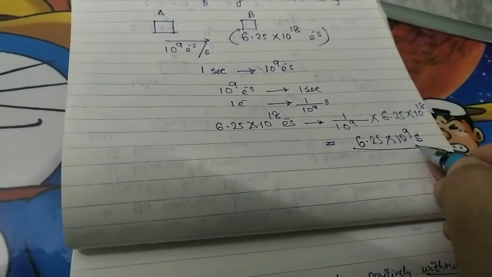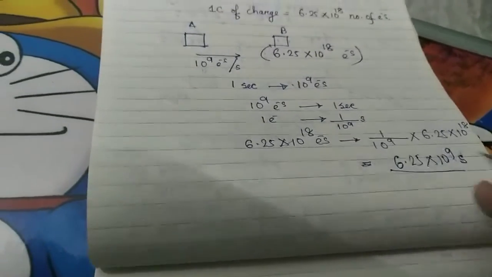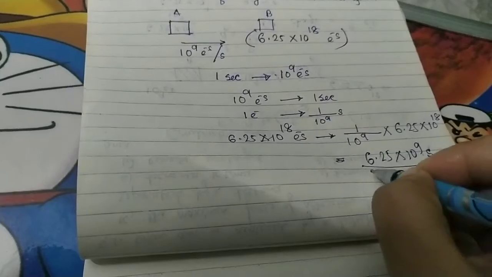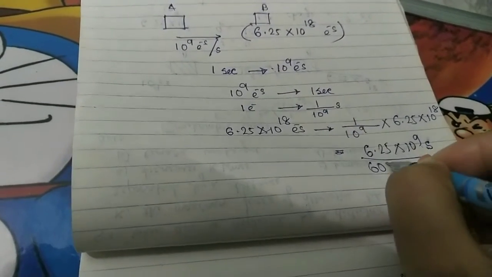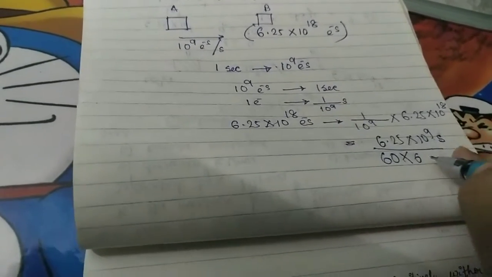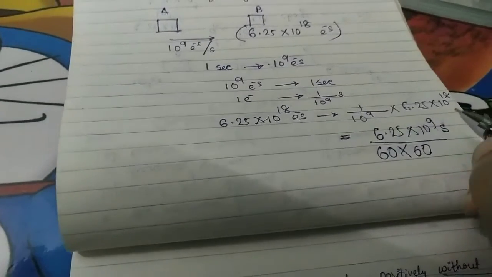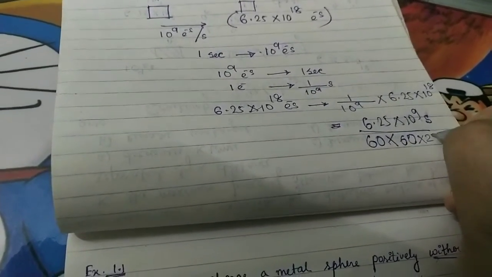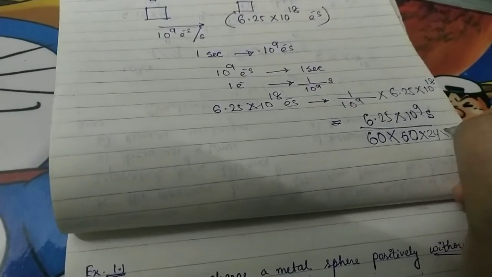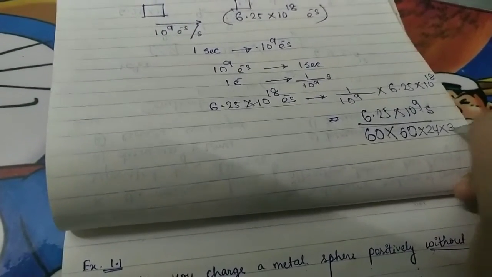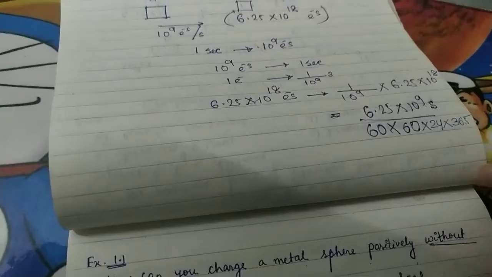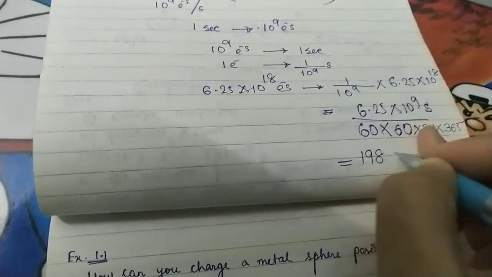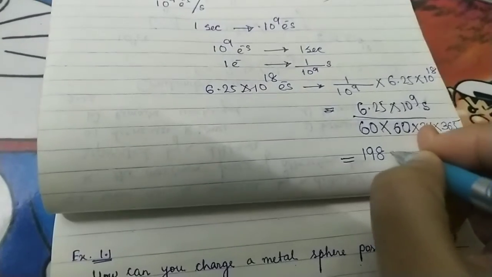So can we convert this second into years? Yes, of course. How? From second to minute we convert by dividing by 60. Minute to hour we convert by dividing again by 60. Then hour to day by dividing by 24. Then day to year by dividing by 365. Solving, you'll get roughly 198 years.